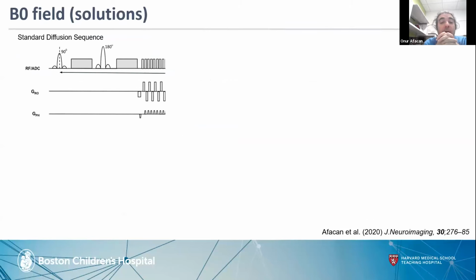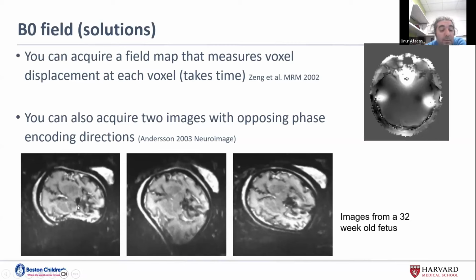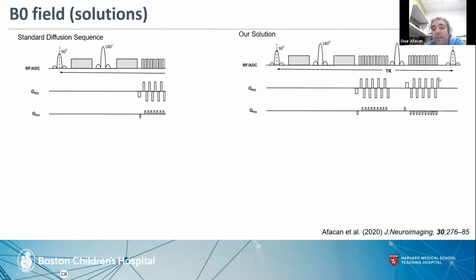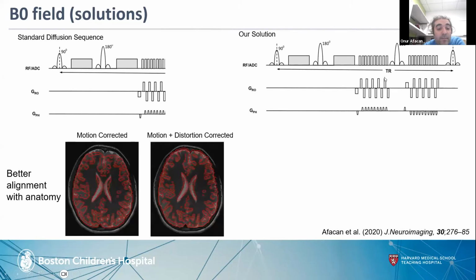One problem with what I have suggested is motion. This requires that the subject doesn't move between acquisition of the two images. So our solution was changing the standard diffusion sequence, which has a 90-degree pulse, a diffusion gradient, a 180-degree pulse, another diffusion gradient, and then the readout. What we are doing is adding one more readout to this sequence immediately after the first readout in the opposing phase encoding direction. From these, we can apply the same technology that I described, which is TOPUP. And what we can show is we have better alignment with the anatomy.